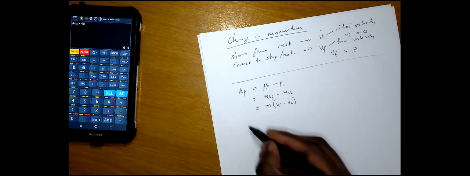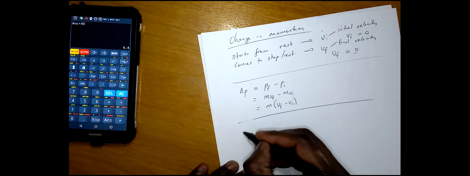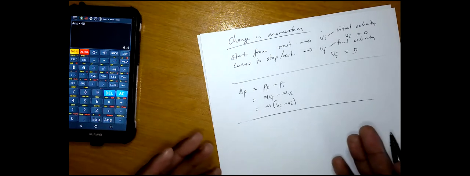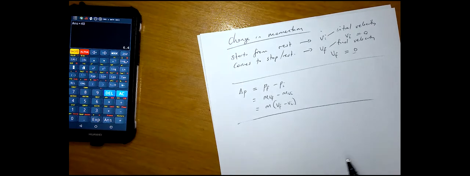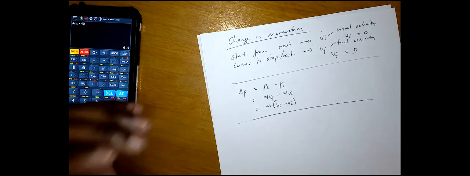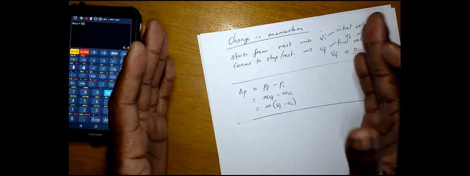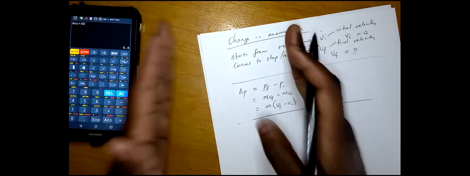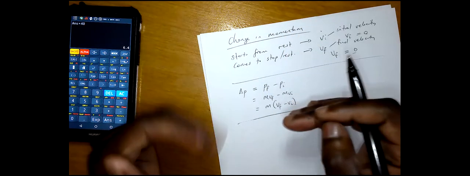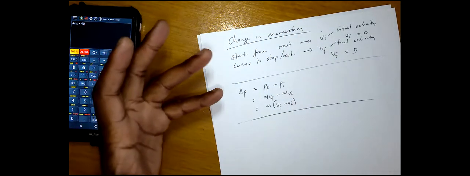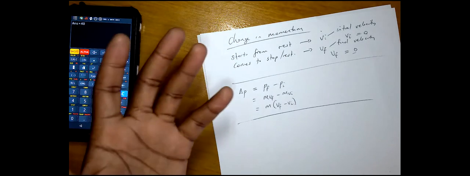Let's see the vector nature of momentum. The vector nature is the direction, magnitude and direction, because of velocity. So velocity is actually what changes momentum. Remember, you change your momentum by increasing either mass or velocity.